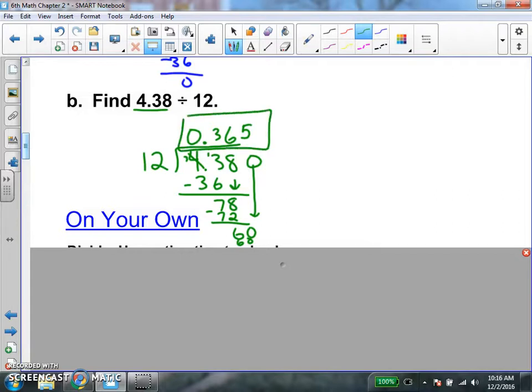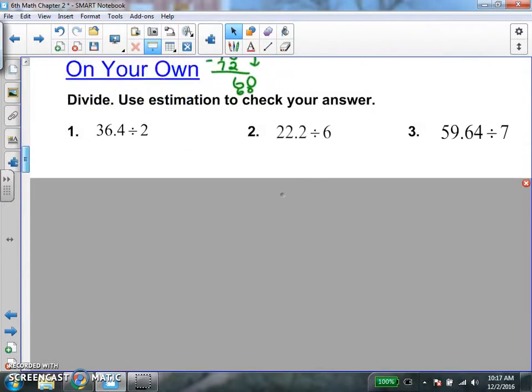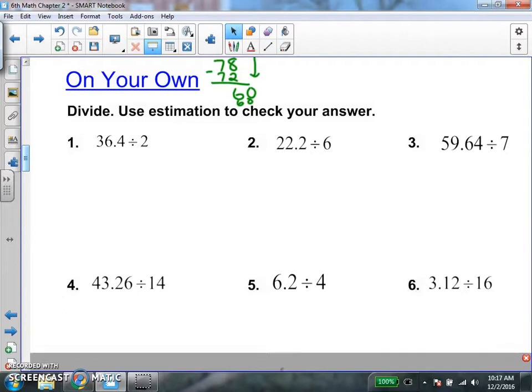In other words, 365 thousandths, because it's tens, hundreds, thousands. 365 thousandths is my answer. Okay. I'm going to give you these on your own problems. Please write them down in your skeleton notes and then hit pause on the video. That will allow you time to work out these problems, and then afterwards you can check your answer to make sure that you're doing these first problems right.